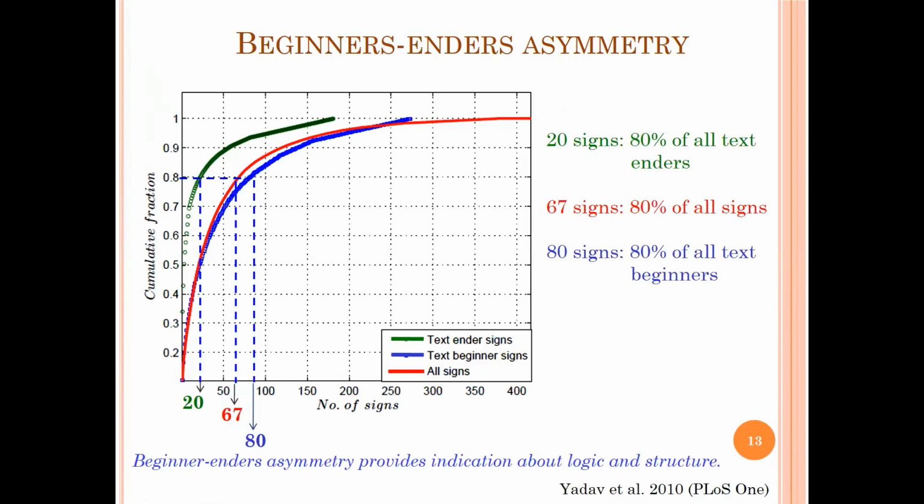How many signs are required to account for 80% of all text enders? We find that just 20 signs are enough to account for all the text enders in the Indus writing, whereas we need about 80 signs to account for 80% of all text beginners. So there is more flexibility in using a sign as a text beginner rather than a text ender, and this asymmetry also provides some initial clues about the presence of logic and structure in the writing.